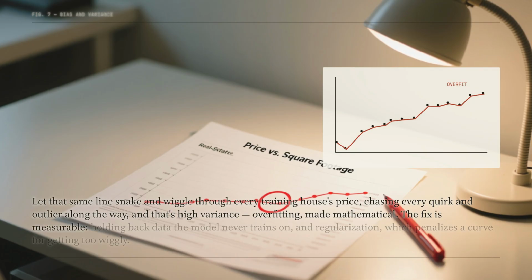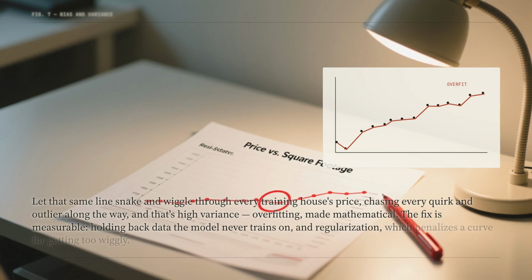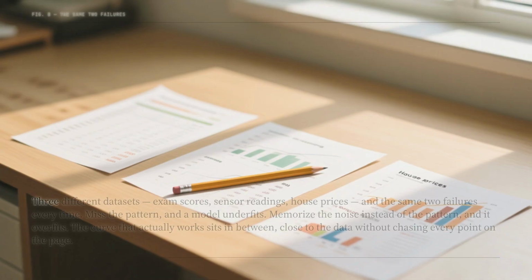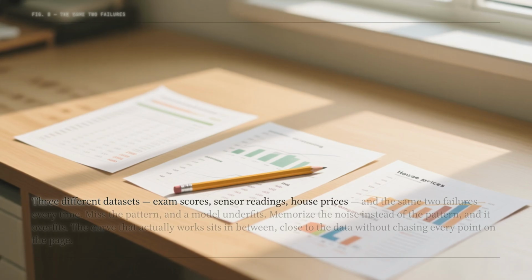The fix is measurable: holding back data the model never trains on, and regularization, which penalizes a curve for getting too wiggly. 3 different data sets: exam scores, sensor readings, house prices, and the same 2 failures every time.